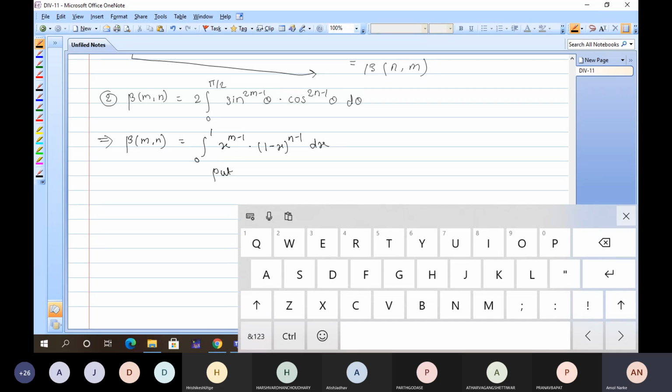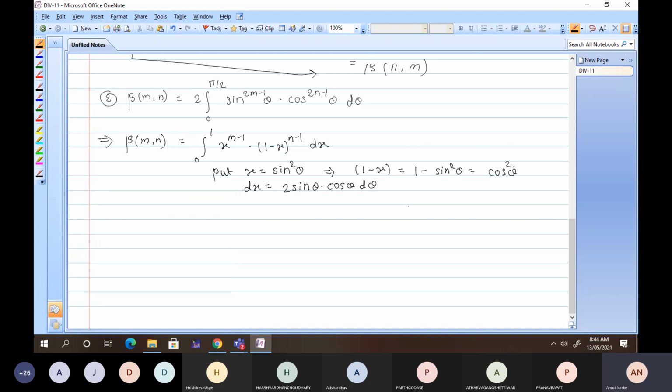So let's see. Put x equal to sine square theta. What is the value of 1 minus x? 1 minus x becomes 1 minus sine square theta, which is cos square theta. Also we need to find the value of dx. So dx is nothing but 2 sine theta, the derivative of sine being cos theta, into d theta.